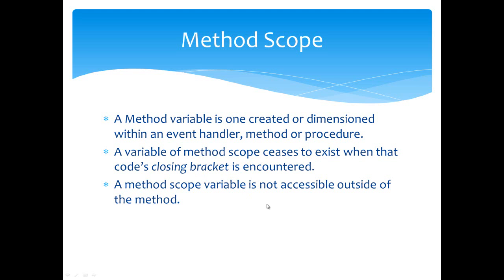So a method variable is one created or dimensioned within the event handler, the method, or a procedure. Those are three different geeky names for the same basic thing. A variable of a method scope ceases to exist when that closing bracket is encountered. Okay. A method scope variable is not accessible outside of that method.